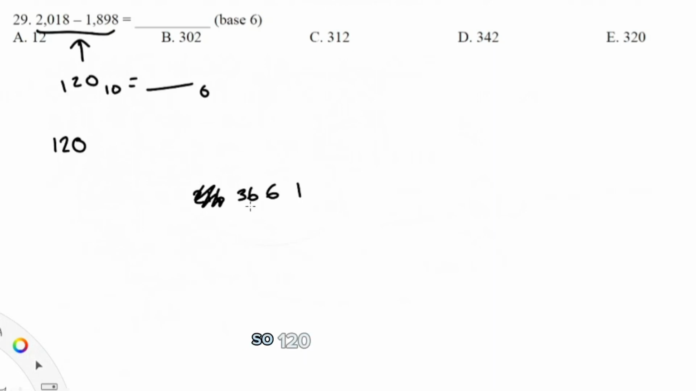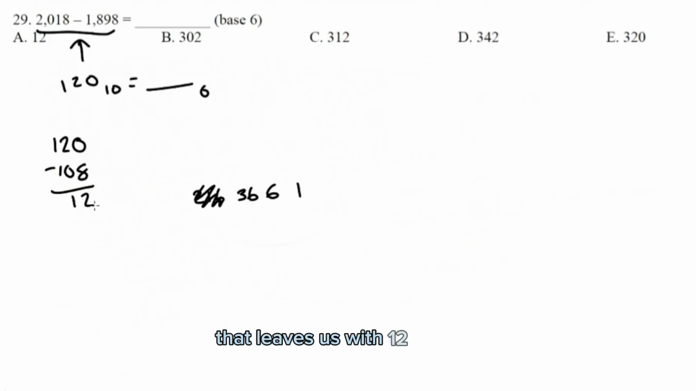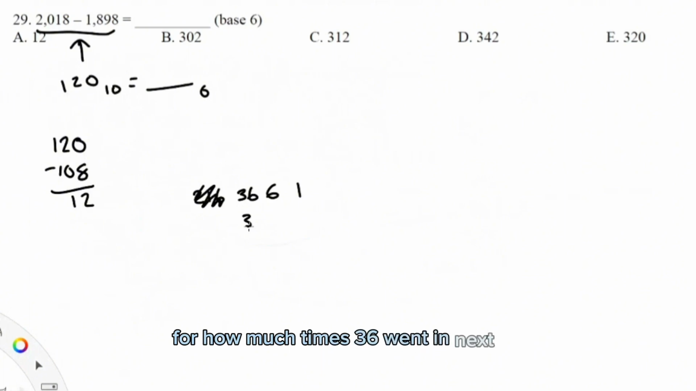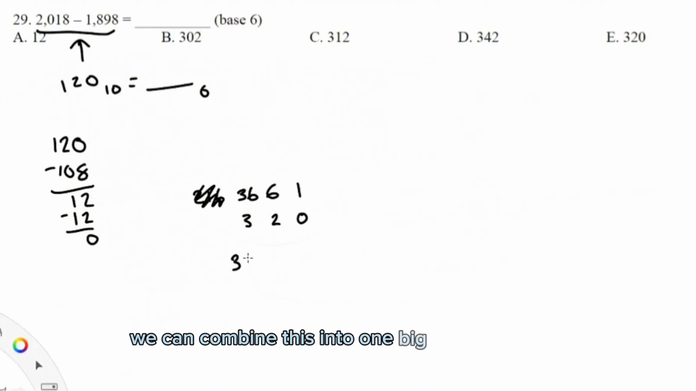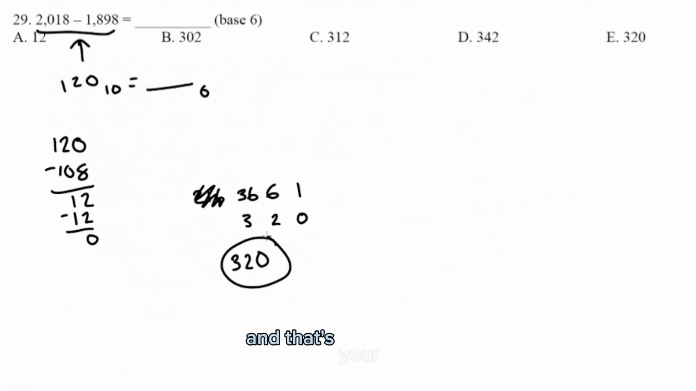So 120 minus 108. That leaves us with 12. Alright, so we can write 3 here for how many times 36 went in. Next, 6. How many times does 6 go into 12? 6 goes into 12 2 times. So we can write a 2 here, and we can subtract 12 because 6 times 2 is 12. So we have 0 left over. 1 obviously can go into 0, so we have 3, 2, 0. We can combine this into one big number of 320, and that's your answer.